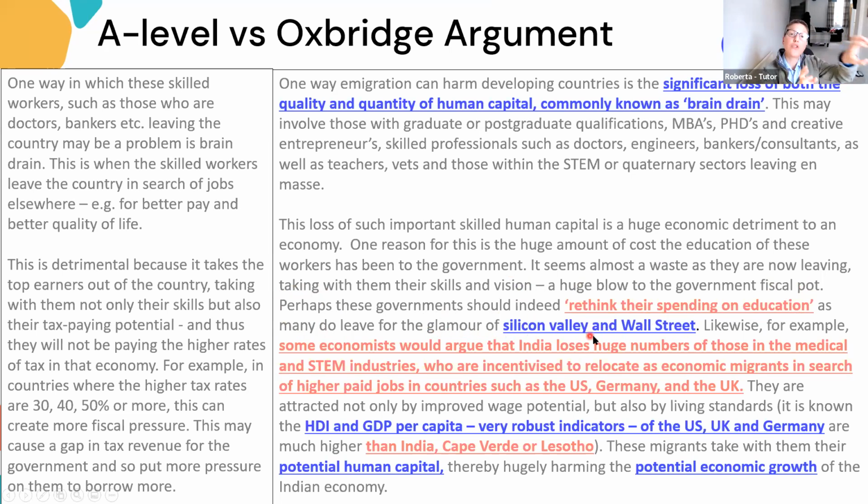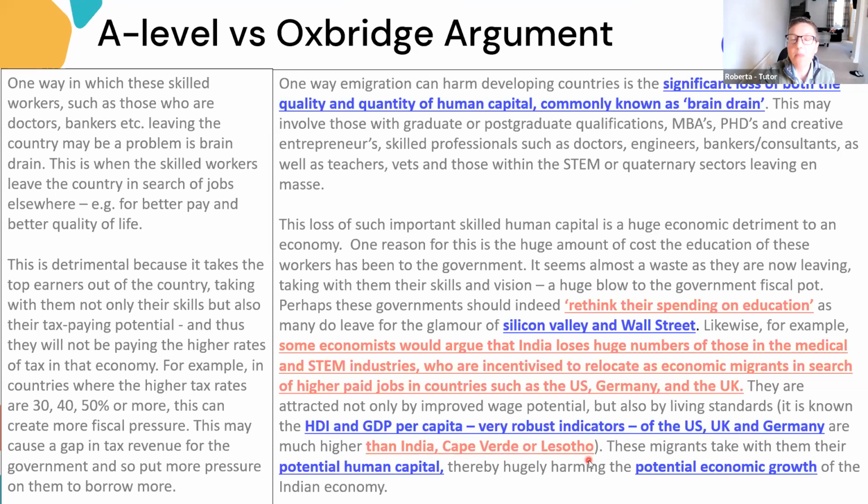So now I'm saying where they're going to, this mass immigration out of the country, where they're going. Likewise, remember that phrase, some economists would argue that India loses huge numbers of those in the medical and STEM industries who are incentivized to relocate as economic migrants in search of higher paid jobs, in places such as the US, Germany, and the UK. Real life examples from my country file that I already know. They are not only attracted by huge wage potential, remember future, but also by the living standards. And it's known as the HDI, the Human Development Index, and the GDP per capita, gross domestic product per person, which are very robust indicators. I love that phrase. Please use it in your interview and think of me, of the US, UK, and Germany. And they are much higher than, let's say, India, Cape Verde, or Lesotho.